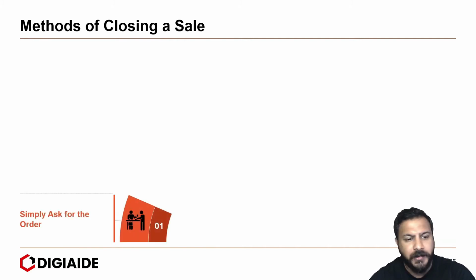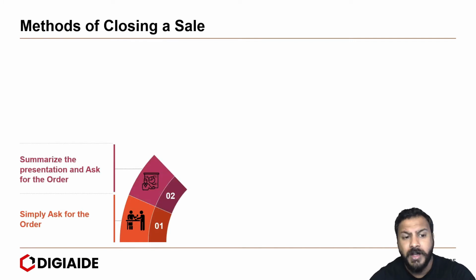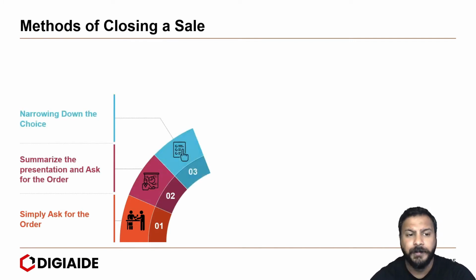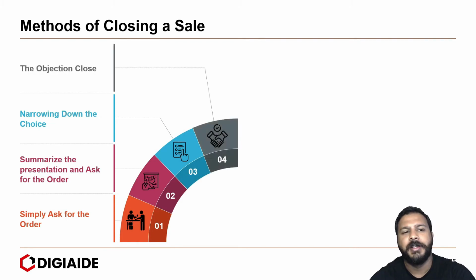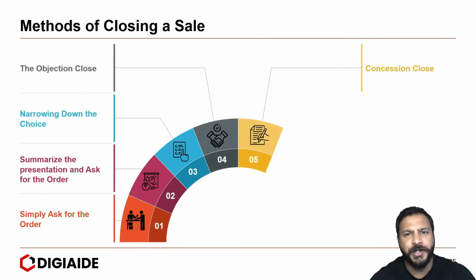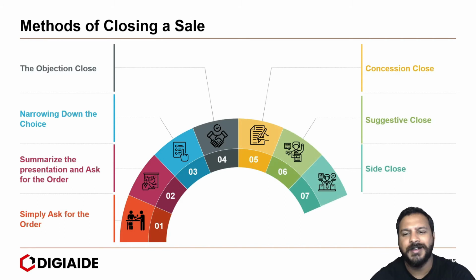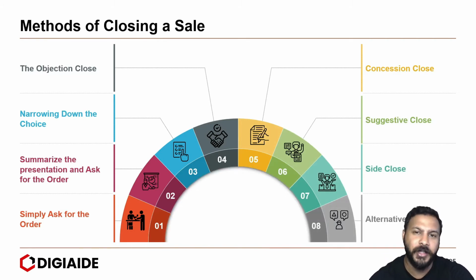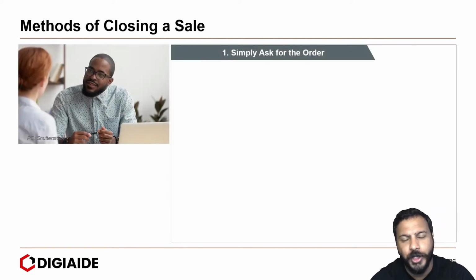The methods are: first, simply ask for the order. Second, summarize the presentation and then ask for the order. Third, narrow down the choice. Then the Objection Close, Concession Close, Suggestive Close, Side Close, and finally Alternative Close. Now let's take a stab at each one of them briefly, starting with simply ask for the order.